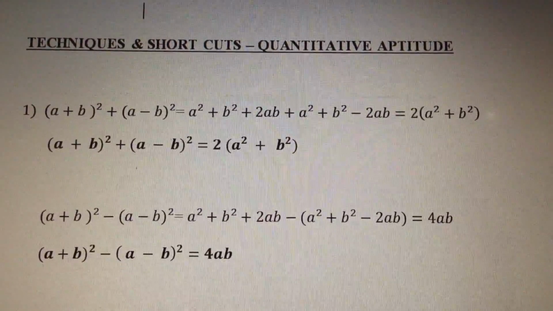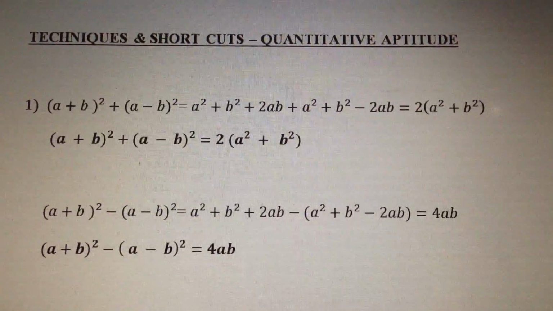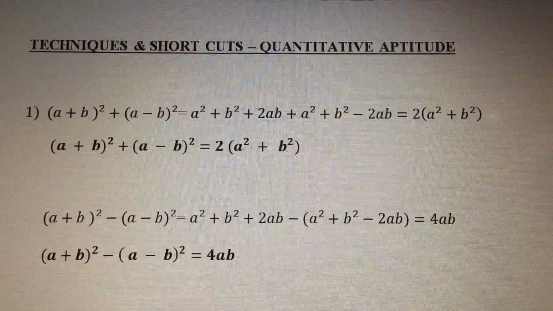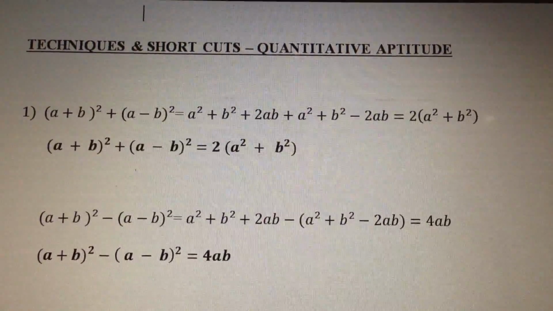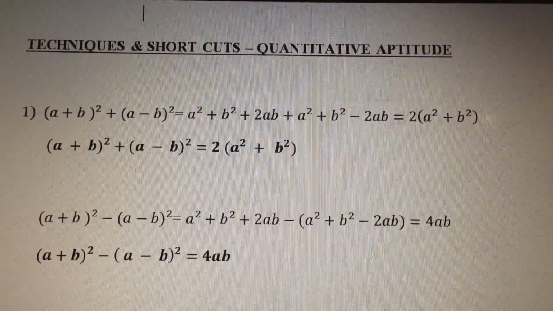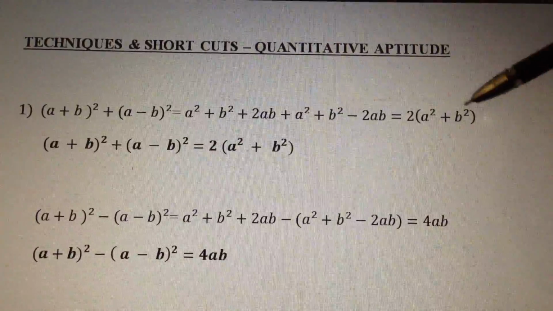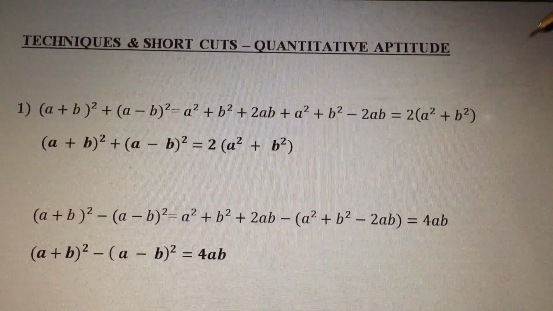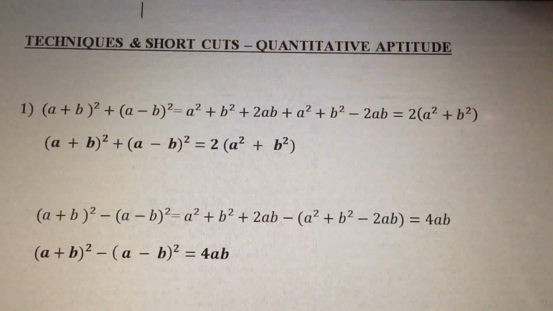But we never try to remember what is (a+b)² + (a−b)². (a+b)² + (a−b)² is equal to a² + b² + 2ab + a² + b² − 2ab, which is equal to 2 into (a² + b²). This result is very important to remember because this is useful in solving some of the questions very quickly.